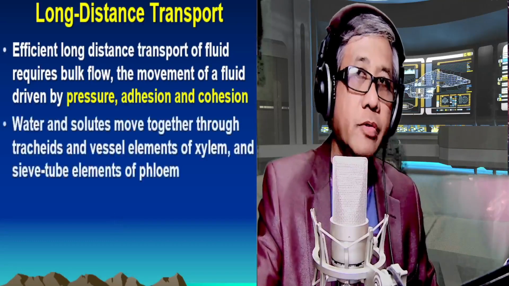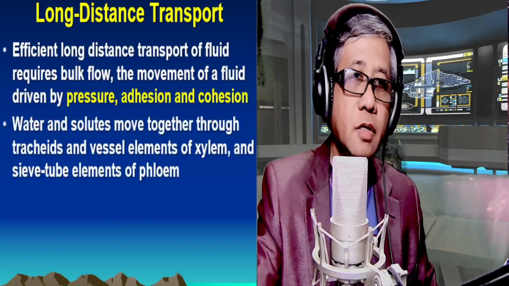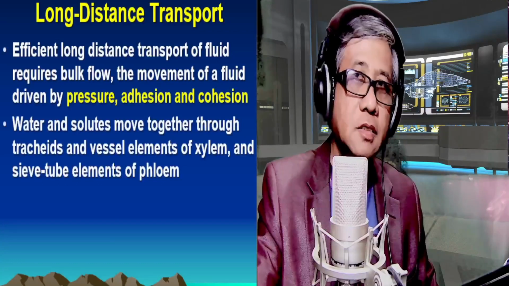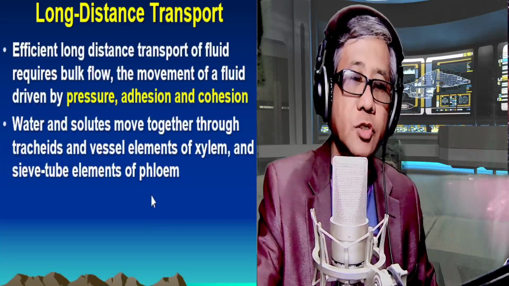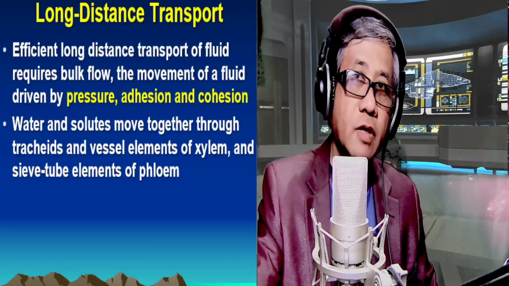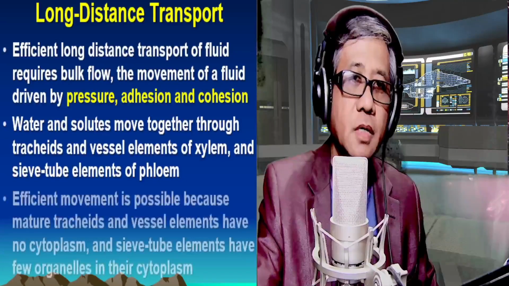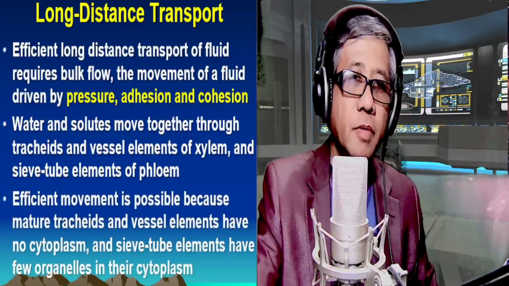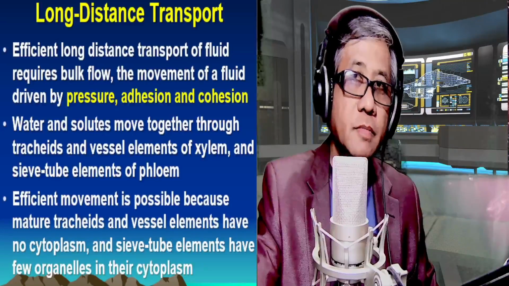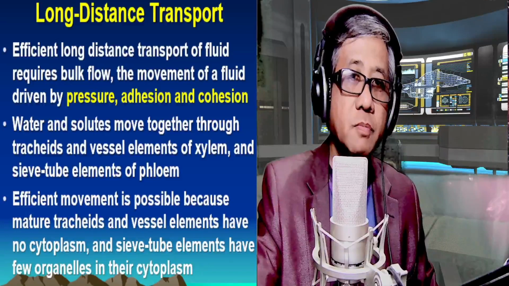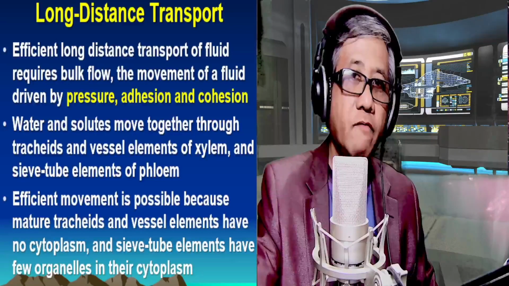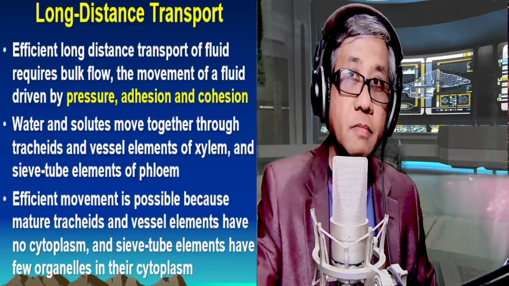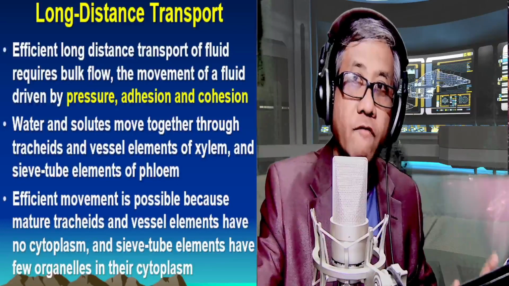Water and solutes move together through the tracheids and vessel elements of the xylem and the sieve tube elements of the phloem. So we were able to describe these vascular tissues a while ago. The efficient movement of fluids through long-distance transport is possible because these mature tracheids and vessel elements have no cytoplasm, so there is no hindrance to their flow.